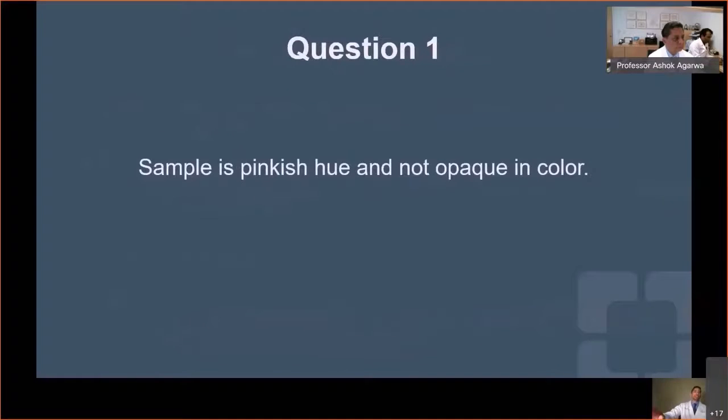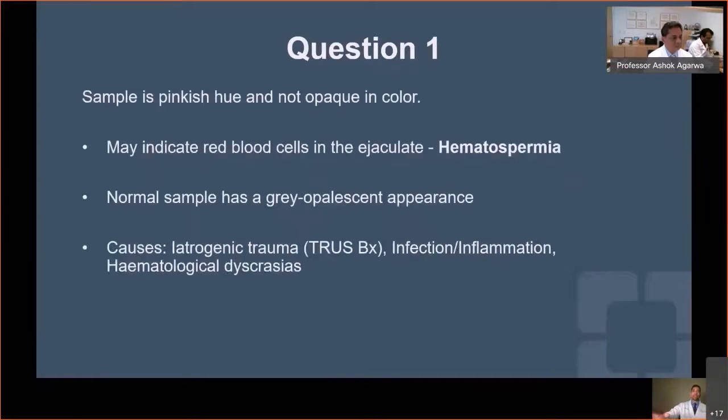The remainder of the lecture will be broken up into a number of clinical questions. Our first clinical question today is, what do you do if the patient presents with a sample that is pinkish in color rather than opaque? This is a fairly common condition called hematospermia.